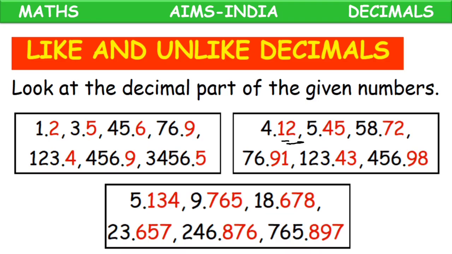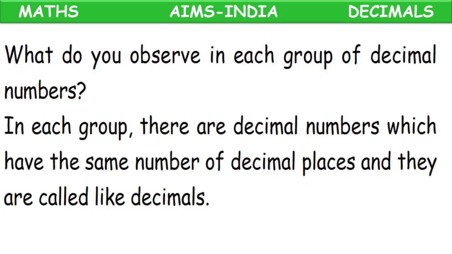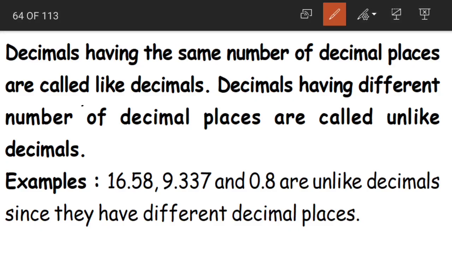As this group of decimal numbers have the same number of decimal places, that is why they are called like decimals. All these are like decimals. Again these are like decimals and these are like decimals. Why? Because they have the same number of decimal places. Decimals having the same number of decimal places are called like decimals.